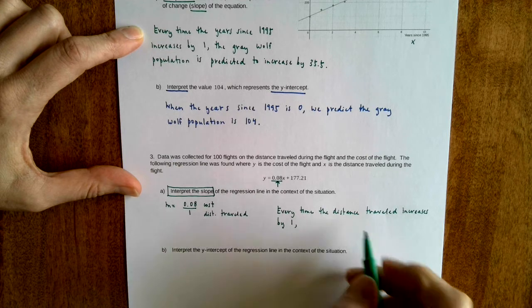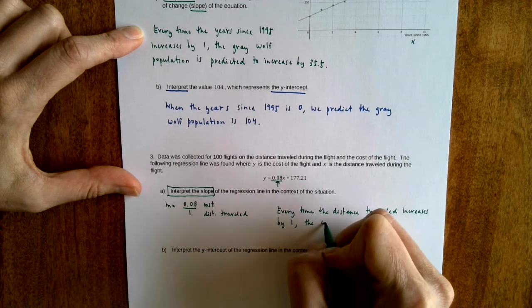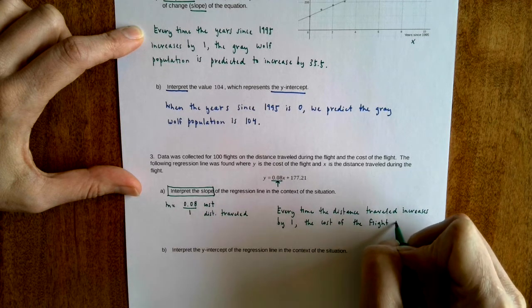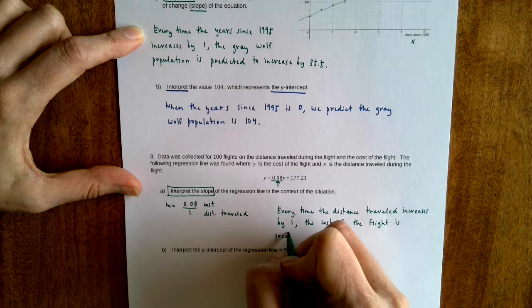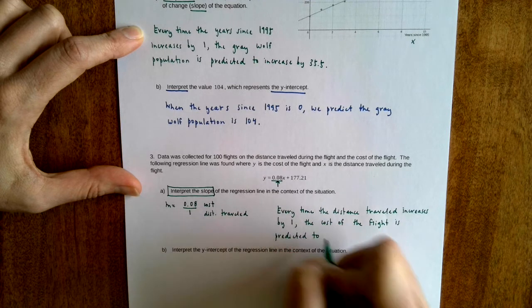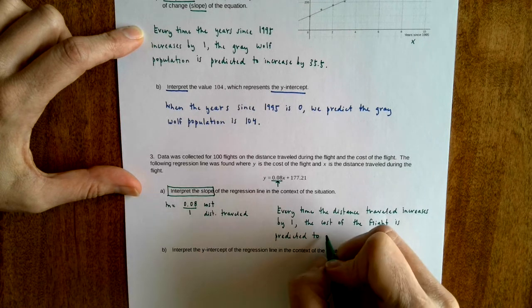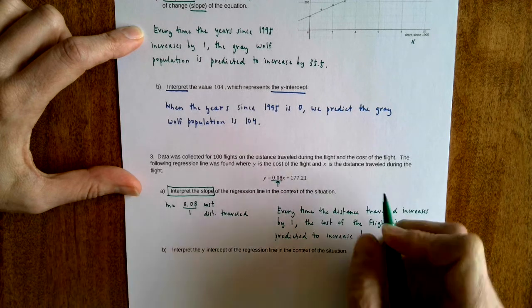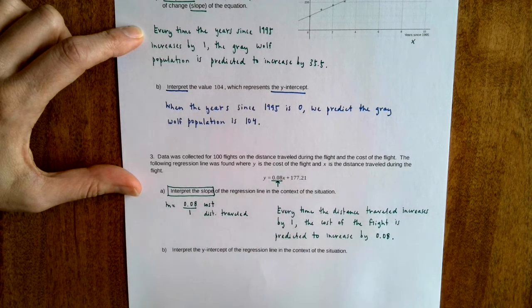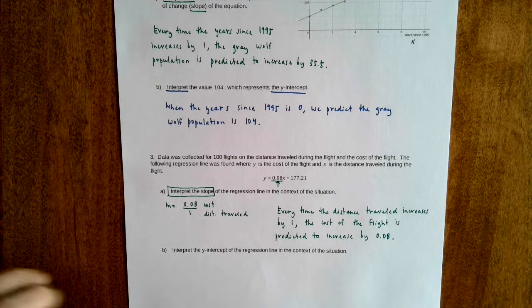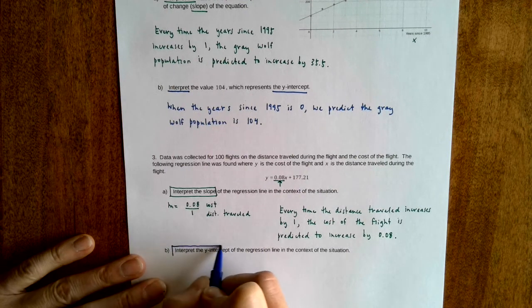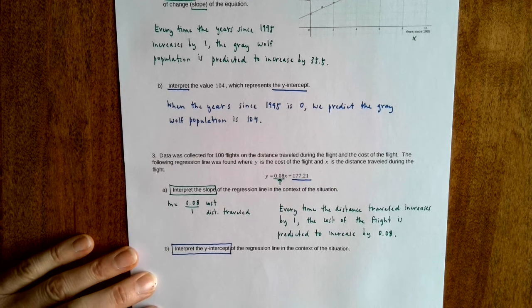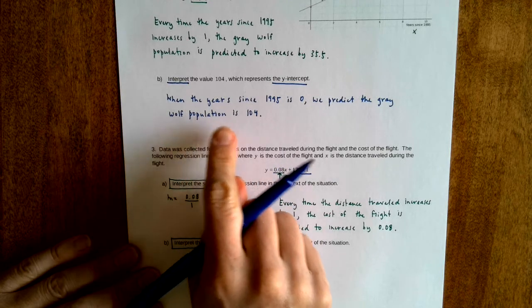Then I say the y variable, the cost of the flight, is predicted to, since my top number is positive, I know it's predicted to increase. And then I just say by that number on top by 0.08. Last thing is to interpret the y-intercept. I know the y-intercept is this number here, 177.21. And again, I'm going to use that same structure.